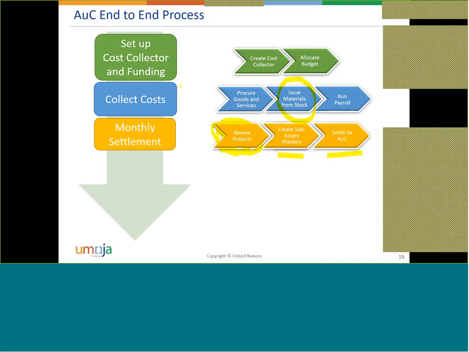So let me please recap. If we were reviewing the end-to-end process, we said the first phase is set up cost collector and funding, and then we have to create the cost collector and allocate budget. Then we have collect costs. So it's the second phase where we are, and this happens monthly, when we are procuring goods and services, using materials from stock, running payroll, and then some other transactions we will see once we are together.